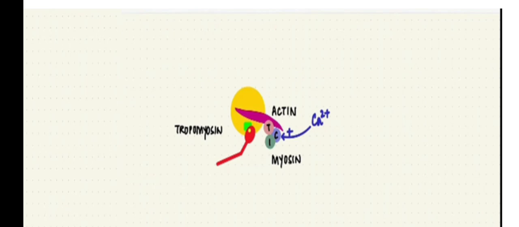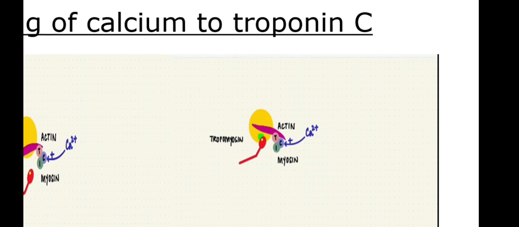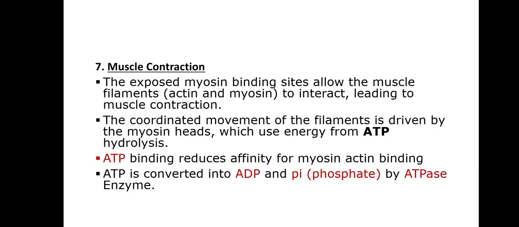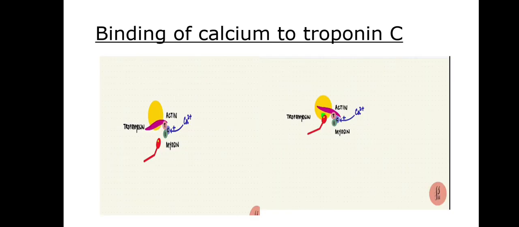Calcium was bound to troponin C in the sarcoplasm, and it has caused the conformational change. Tropomyosin moves out of the active site of the actin filament. Wow, this is nice. Calcium is really important. So now, what happens when myosin and actin are bound? They are in contact. Whenever myosin and actin are in contact, it brings about muscle contraction.